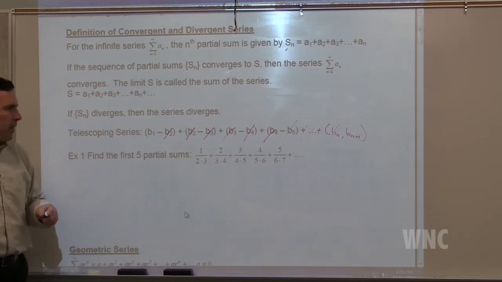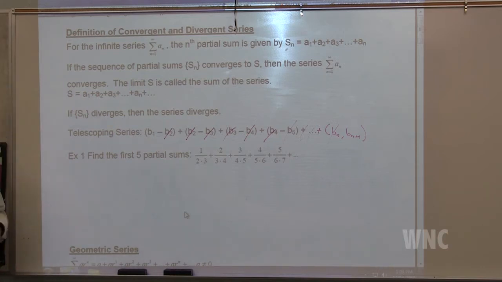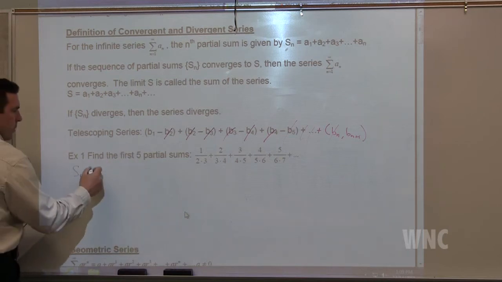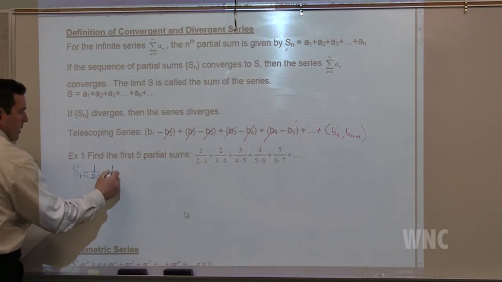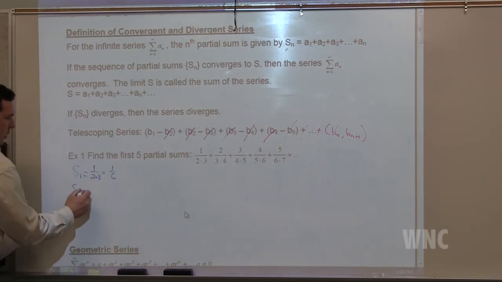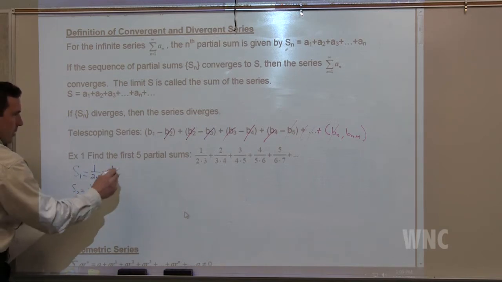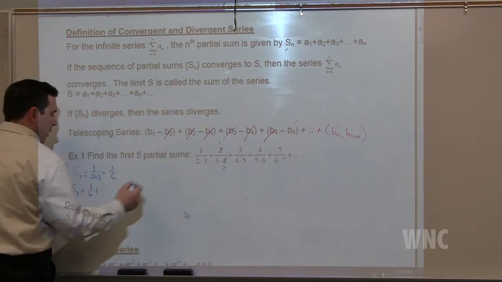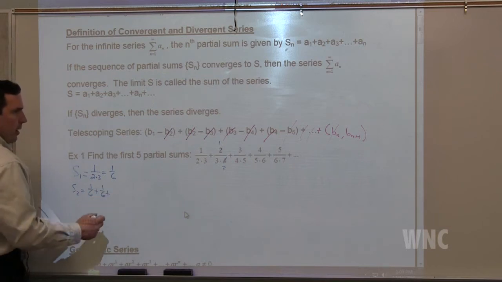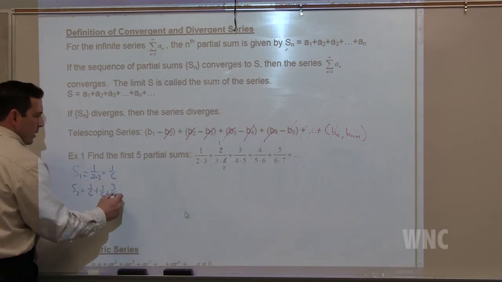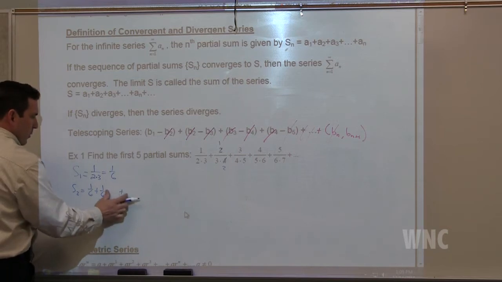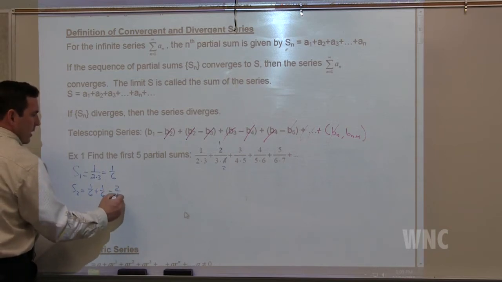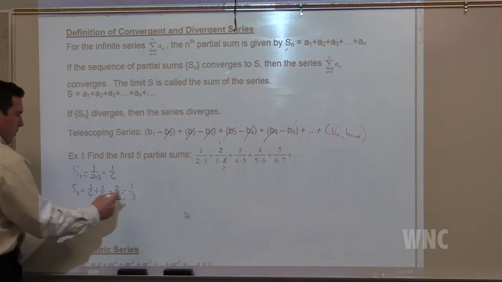Okay, let's find the first 5 partial sums. Hope we're good with our adding fractions. S1 is just going to be 1 over 2 times 3, which is 1/6. S2 is going to be 1/6 plus the next one, where we can reduce the 2 and the 4. That's going to be another 1/6. Then we have 3 over 20. Oh no, that's just the first 2. That's right, we're done there. So that's 2/6, which is 1/3.